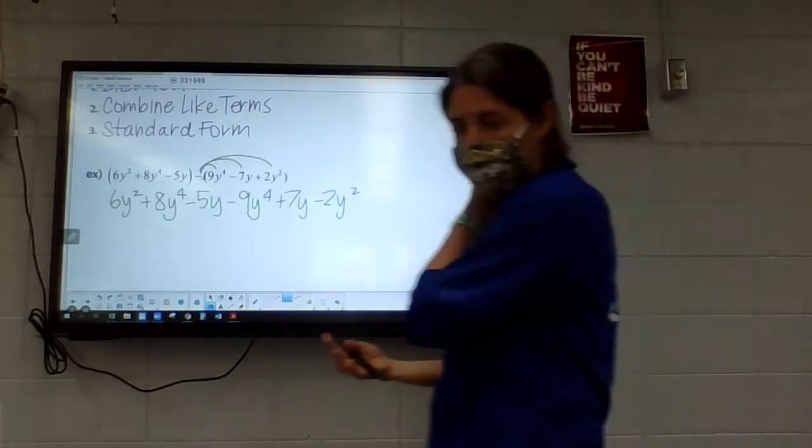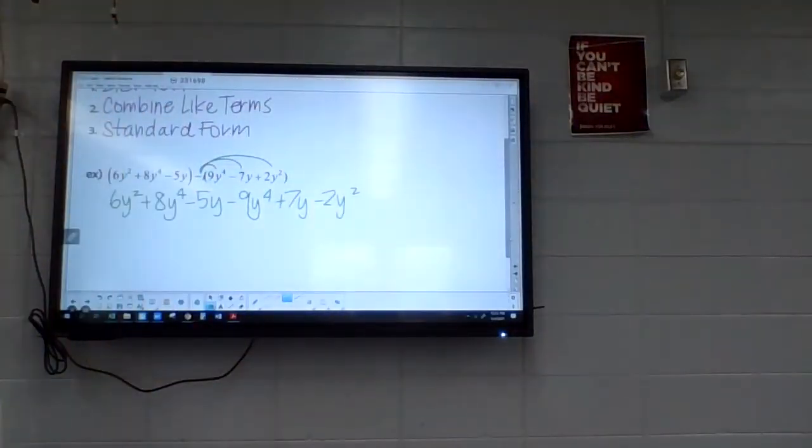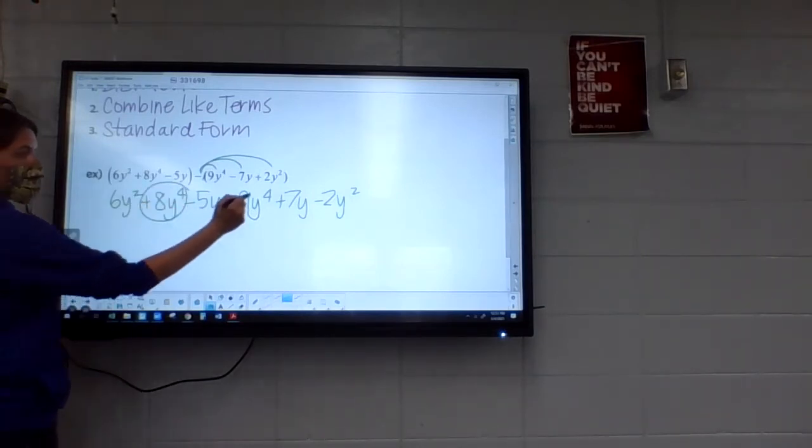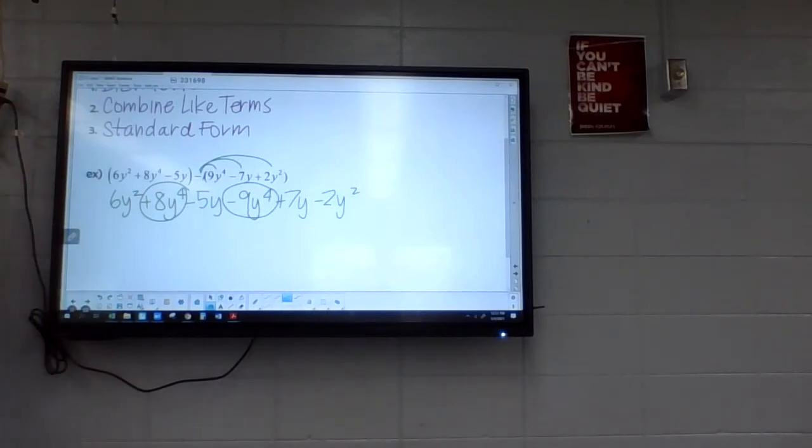So what do you want to start with? Negative 4, or the 4, the y to the 4th, yep. So I'm starting with these because those are the highest powers, and I want to start there so that that's the first one. Now, if you didn't do this, you'll have one step at the end to write this in standard form. But we want to start with that highest power first.